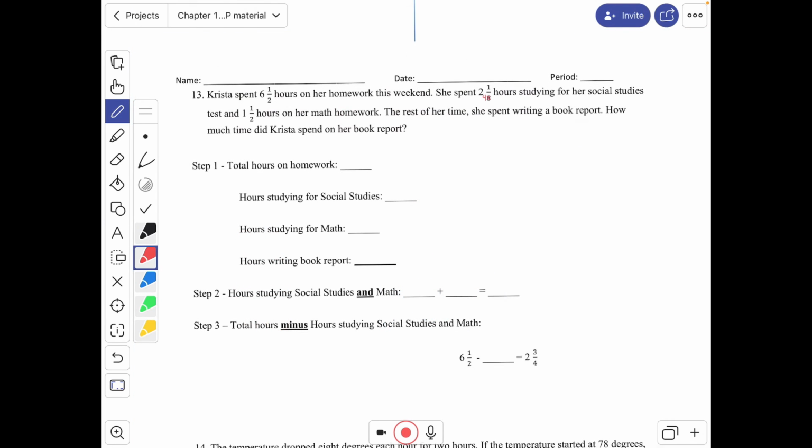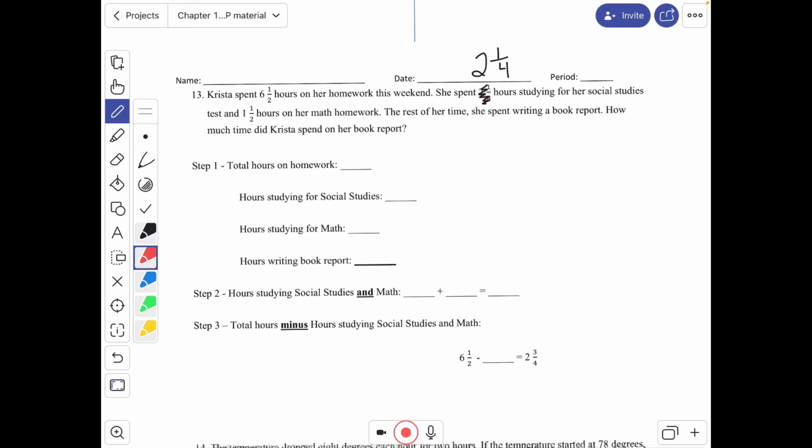And before we get started on 13, we need to correct this second fraction here that says she spent 2 1/8 hours. That should be 2 1/4 hours. Okay, so Krista spent 6.5 hours on her homework this weekend. She spent 2 1/4 hours studying for her social studies test and 1.5 hours on her math homework. The rest of her time, she spent writing a book report. How much time did Krista spend on her book report?